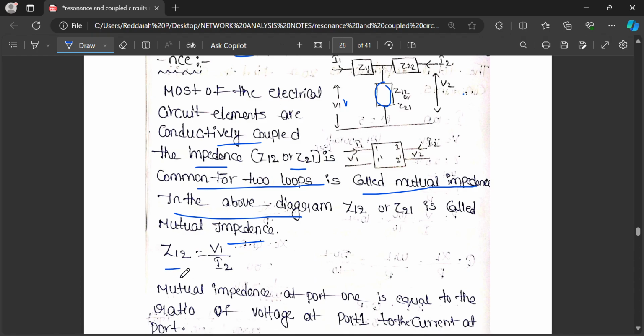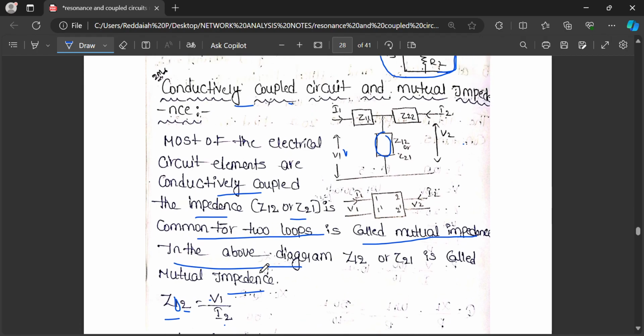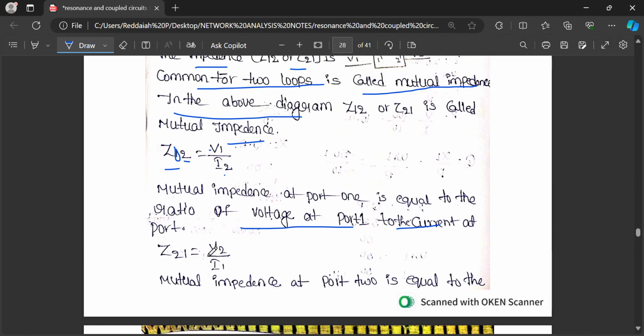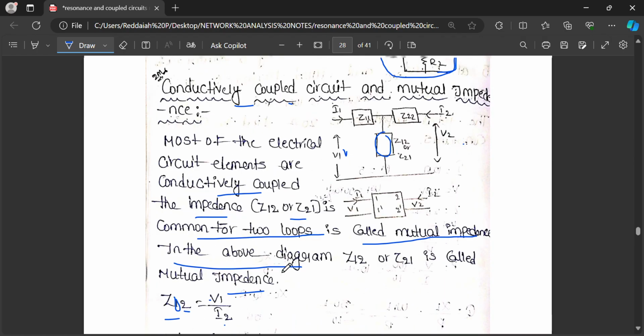What is the formula for Z12? Z12 is V1 by I2. Impedance is always the ratio of voltage to current. Mutual impedance is equal to the ratio of voltage at one port to current at another port. You can see here, voltage in one port to current in another port, that is called mutual impedance.